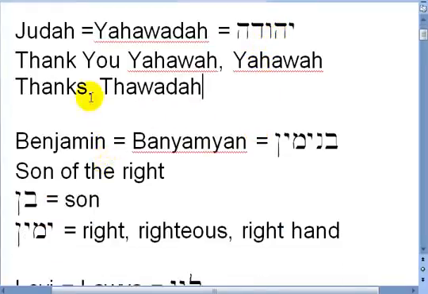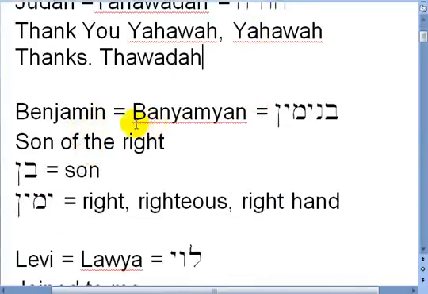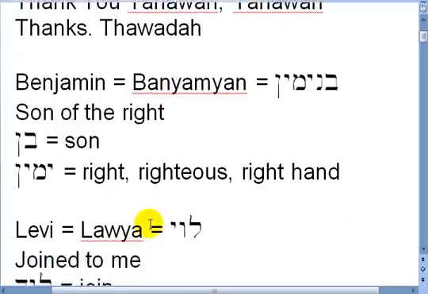All right, the next tribe is Benjamin, which is Banyamyan, as you see here. Banyamyan means son of the right. Bun is son, and Yum Yun is right, righteous, or right hand, because the right hand is a righteous hand. Like the scriptures say, a righteous man is on the right hand and a wicked man on the left hand, something to that effect, in the book of Ecclesiastes. So that's what that means. Banyamya means son of the right.